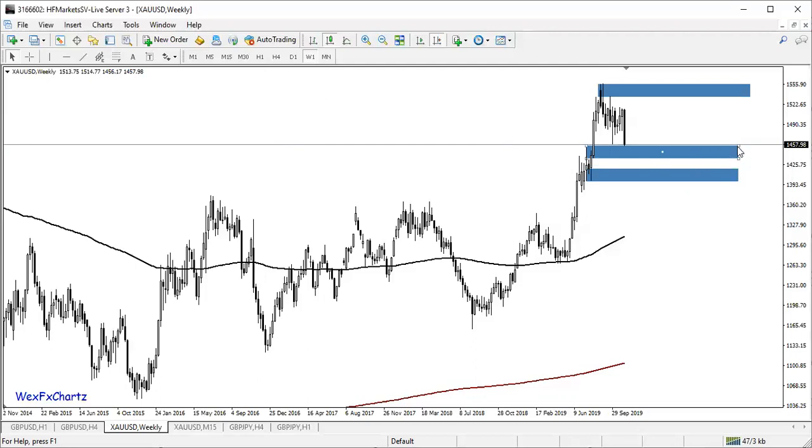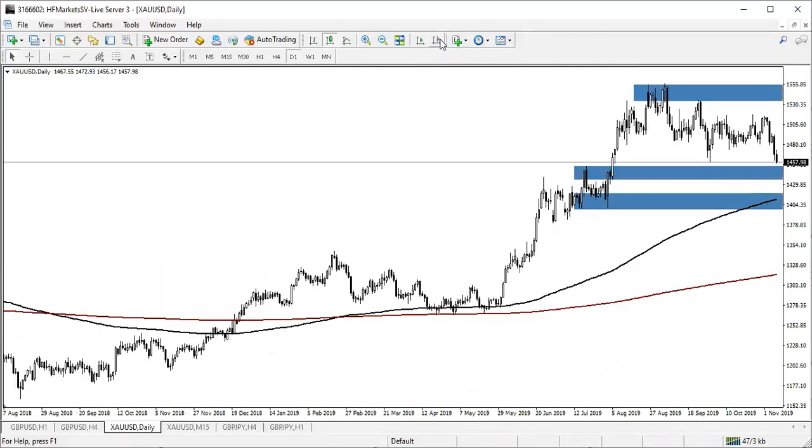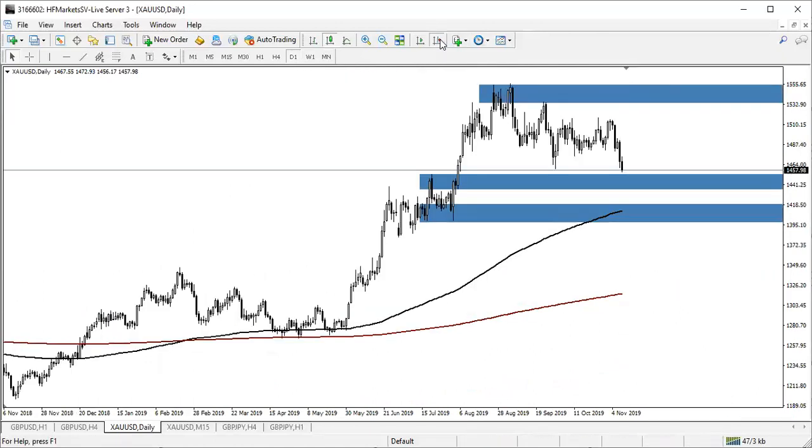Let's see. Okay, price is yet to dip into the zone. So we have a zone here. This is our weekly. So we move straight to the daily after marking our zones on the weekly.